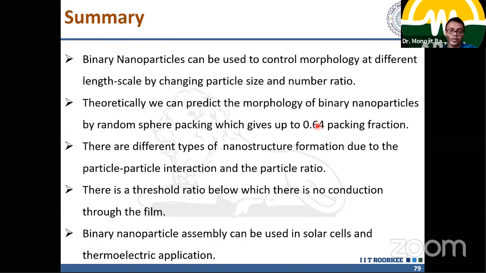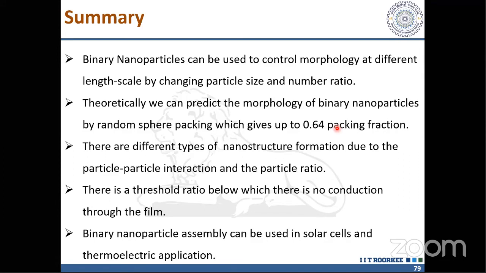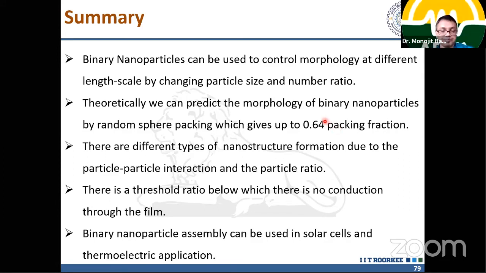We have achieved up to 0.68 with two different particle sizes, with a ratio of 1:10, where one is 10 times bigger than the other. So there are a lot of possibilities. In experiment, definitely we don't have control of polydispersity, so probably we can get an even higher packing fraction. But in theory, we can start with size ratio, we can start with number ratio, we can take different volumes, right?